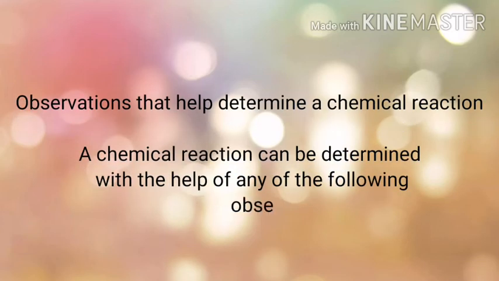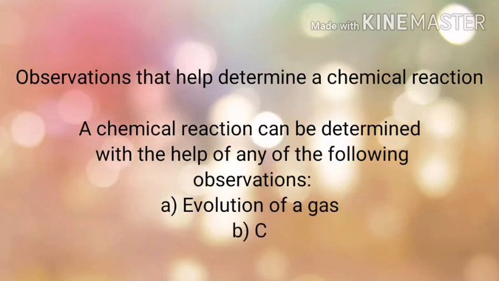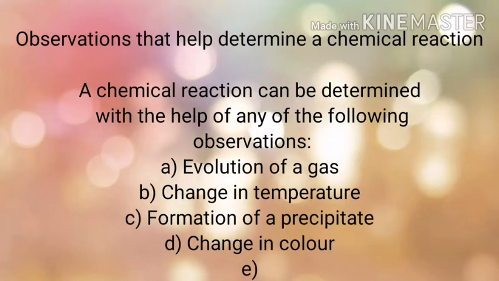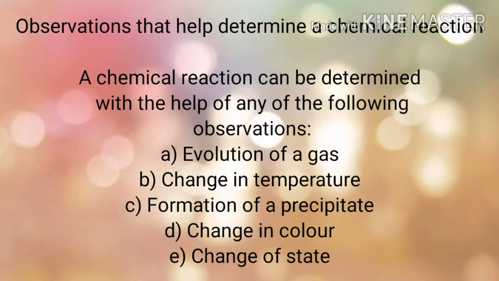For a chemical reaction, there are some observations that help to determine a chemical reaction. A chemical reaction can be determined with the help of any of the following observations. It doesn't matter which observation it is. There are a total of 5 observations. First of all, evolution of gas. Second, change in temperature. Third, formation of precipitate. Fourth, change in color. And the last one, change of state.